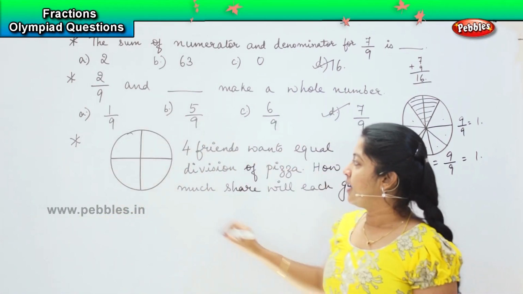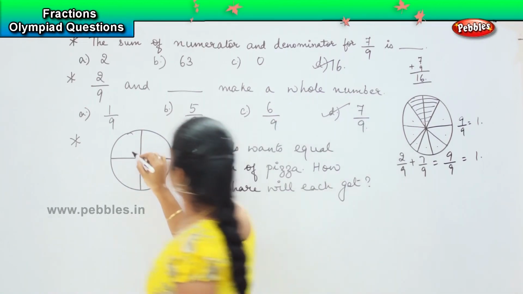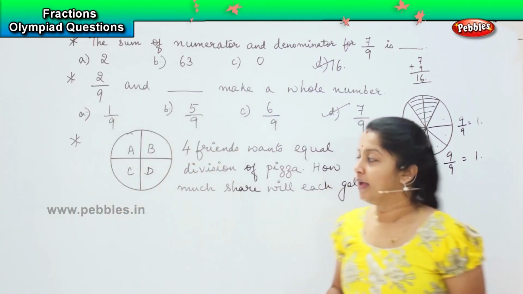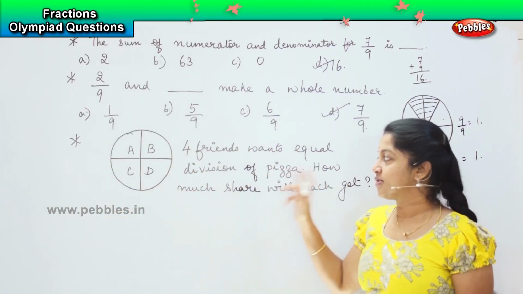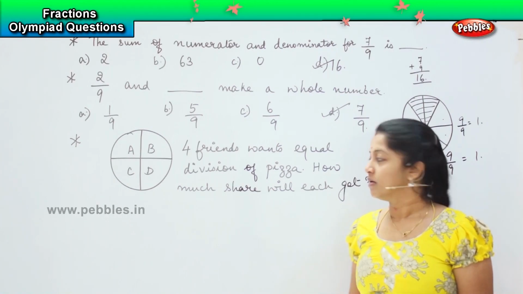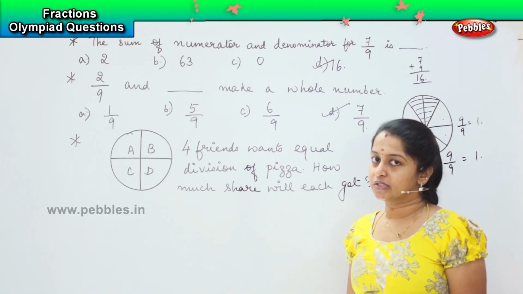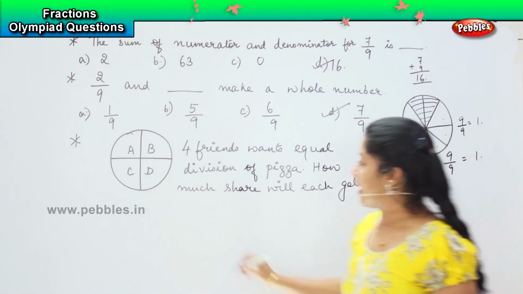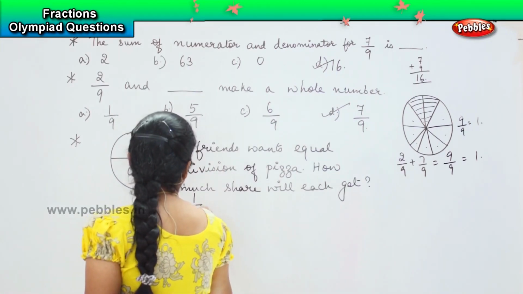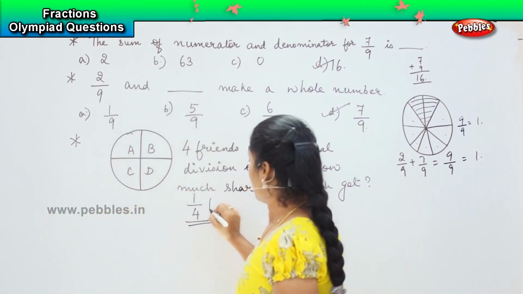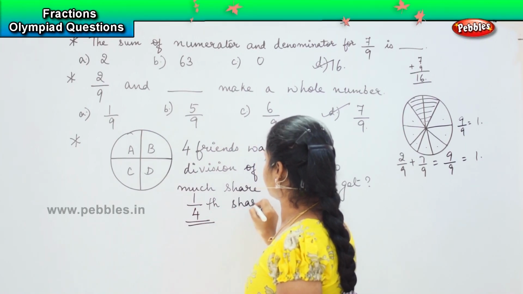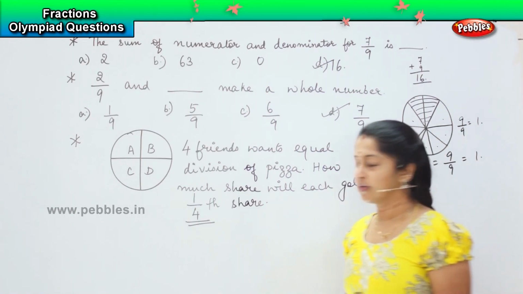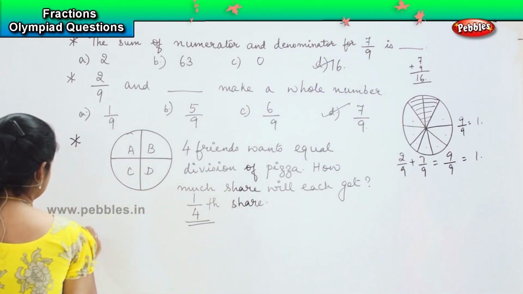I have a pizza and I have divided it into 4 parts, and all the 4 friends want equal division of pizza. So each will be getting how much? How many portions? 1, 2, 3, 4. So 1 by 4, right? So your right answer will be 1 by 4, 1 by 4th share. Got it? Shall we proceed further? So here is my next question.